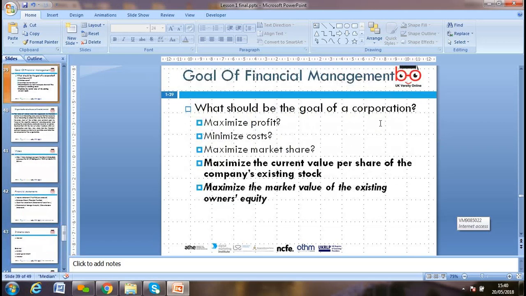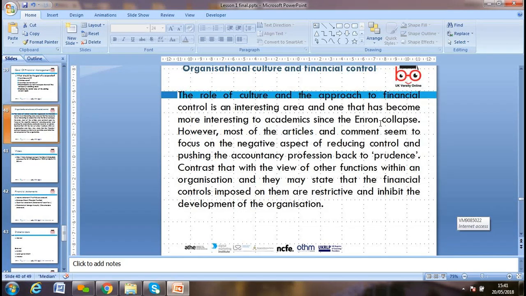Okay, the goal of financial management should be to maximize profit, minimize cost, and maximize market share. So that all comes under financial management. Accounting for managers will help them maximize profit, minimize cost, and maximize market share. So, maximizing the current value per share of the company's existing stock and maximizing the value of the existing owner equity, which means the share capital too.